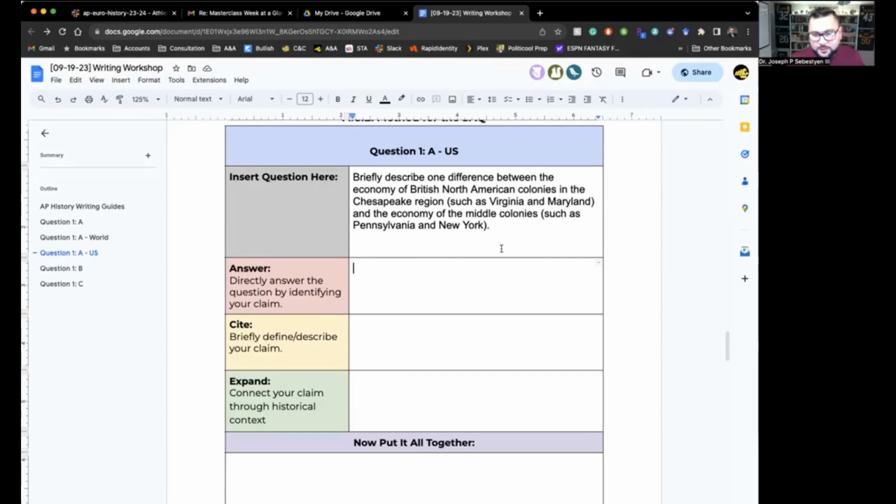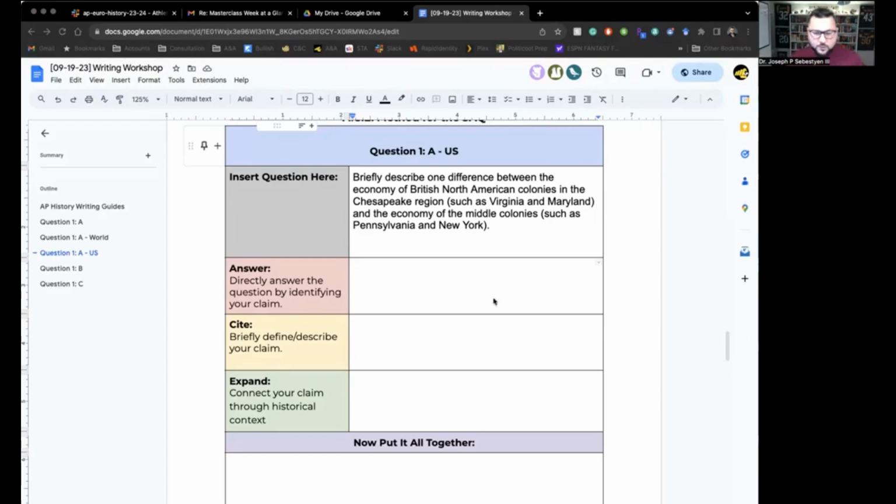So Bryce, I'm gonna pick on you. I'm sorry, but what's one difference between these two regions? So I would say that the Chesapeake region had an economy more focused on tobacco growing and farming, while the middle colonies were more mixed, and specifically they were known as the bread basket colonies for producing food.